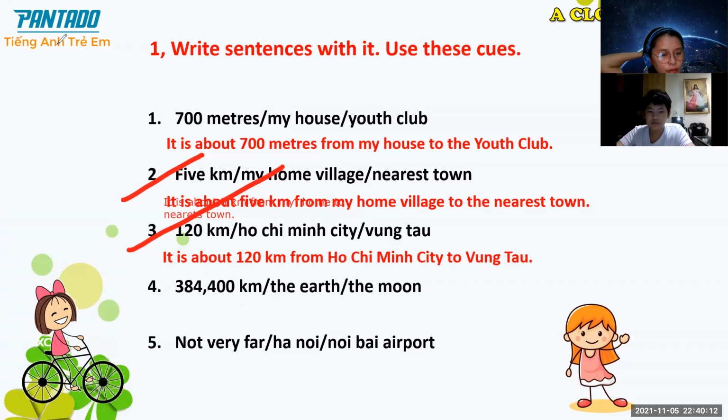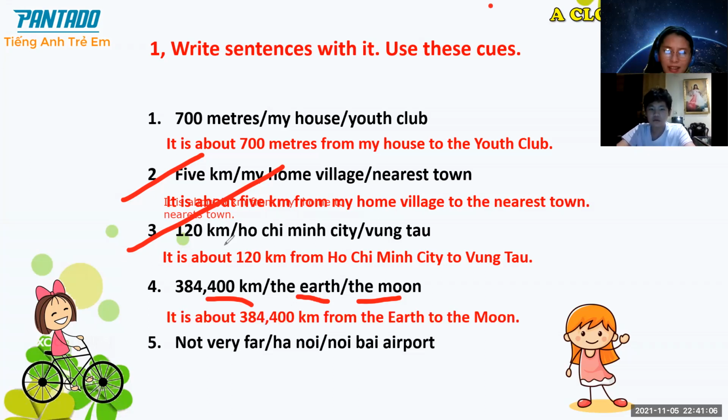Okay, what can you make out from that? The Earth, the moon, then this one. Okay, there you are. So what is your answer number 4? It's about 384,400 kilometers from the Earth to the moon. Okay, that is from the Earth to the moon. Okay, good job. How about the last one?